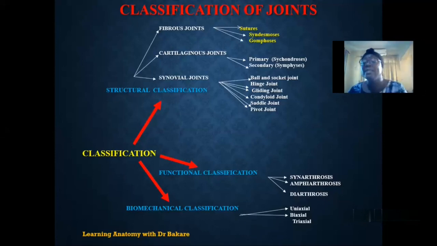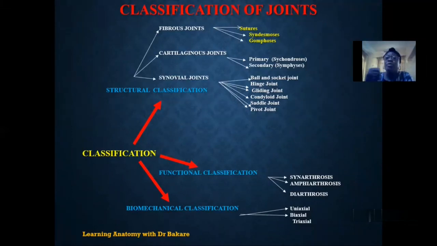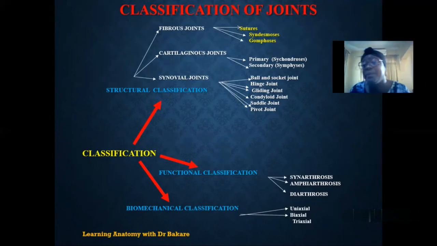Then we have the biaxial joint, which means that they can move in two planes. An example of this type of joint is the carpometacarpal joint of the thumb, where the thumb can move in two directions. The triaxial type of joint, which could also be referred to as the multiaxial type of joint. In this joint, movement is allowed in all directions. And a very good example of this is the ball and socket joint, which is seen in the shoulder region.